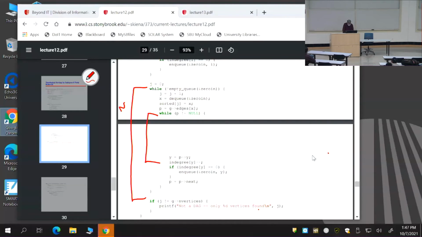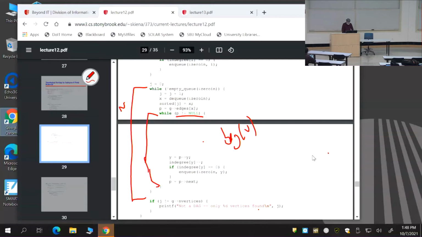How many times is this while loop? I guess the while loop went down to here. Right? How many times is this while loop going to go around? I claim in each iteration, it's going to go through according to the out degree of V, right? This is the degree of V, right?